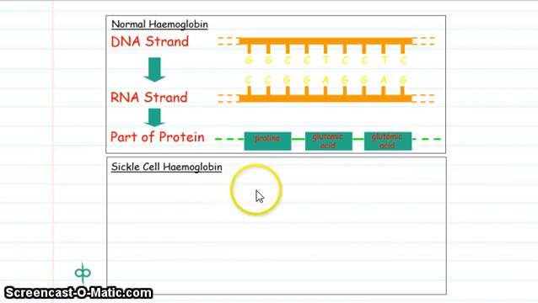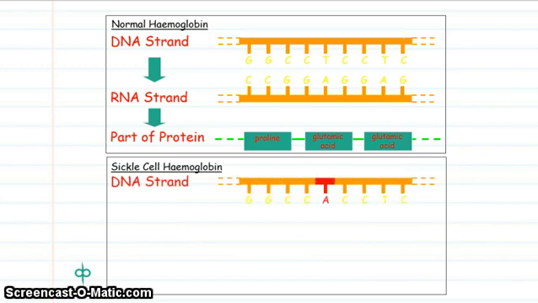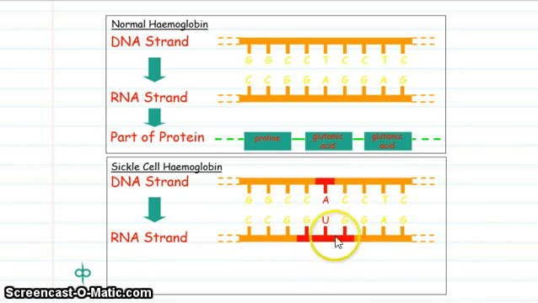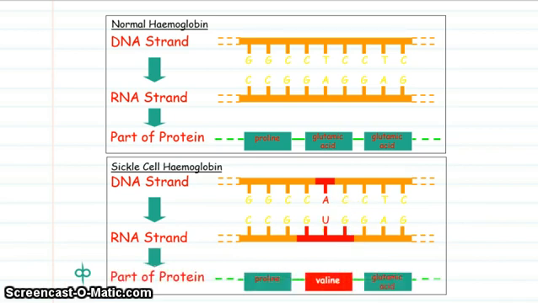However, in the sickle cell hemoglobin, there's the DNA strand. However, this thymine here is replaced with an adenine instead, and that ends up with the RNA strand with the codon for the amino acid being altered from GAG to GUG, and that codon codes for valine rather than glutamic acid, and that's responsible for the change in the shape of the hemoglobin molecule.